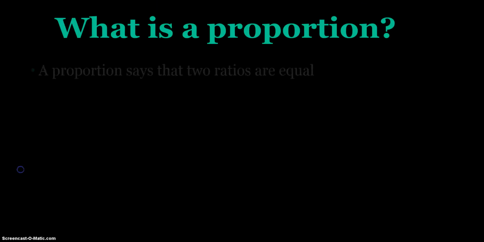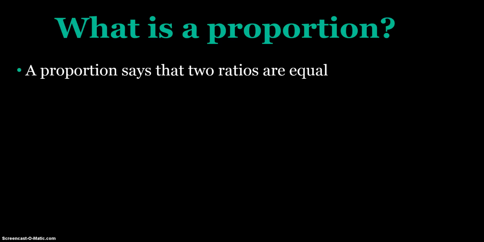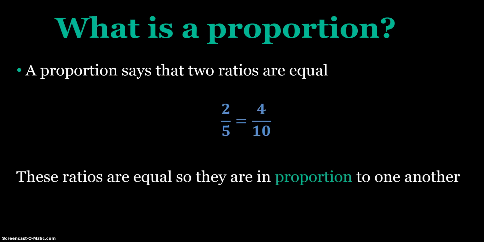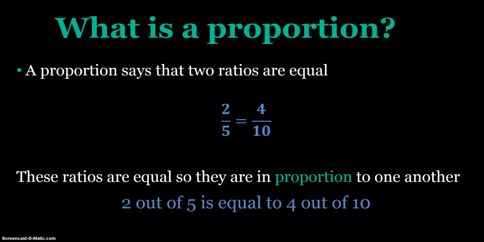What is a proportion? Well, a proportion says that two ratios are equal. So I might say 2/5 is equal to 4/10. These ratios are equal, so they are in proportion to one another. 2/5 is equal to 4/10.